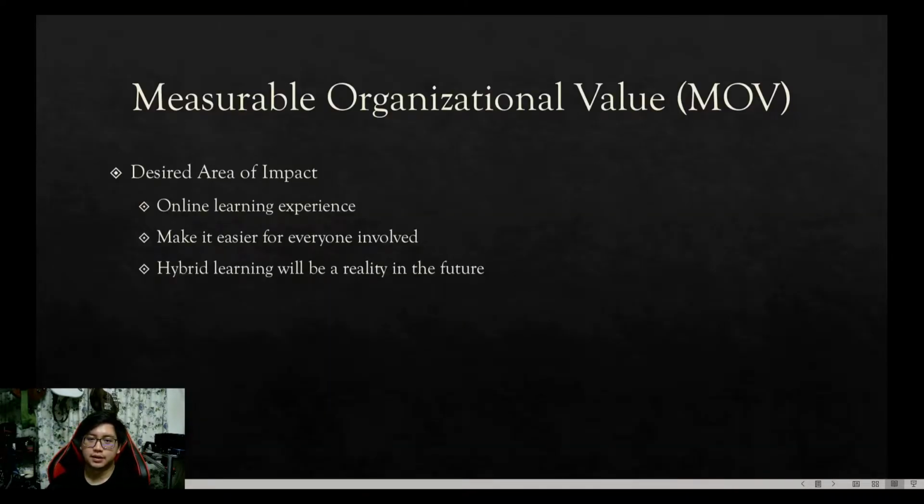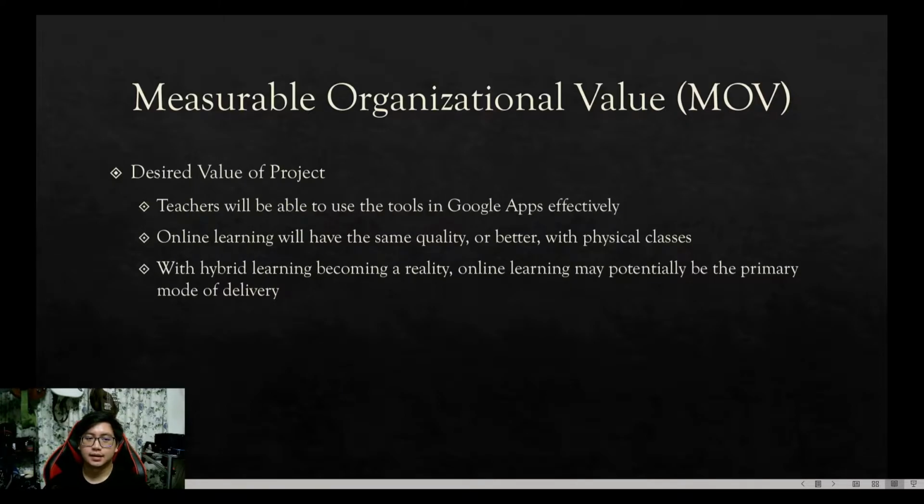So the measurable organizational value or desired area of impact is to make the online learning experience better and to make it easier for everyone involved, because hybrid learning will be a reality in the future. And the desired value of the project is that teachers will be able to use the tools in Google Apps effectively. Online learning will have the same quality or better than physical classes. With hybrid learning becoming a reality, online learning may potentially be the primary mode of delivery.